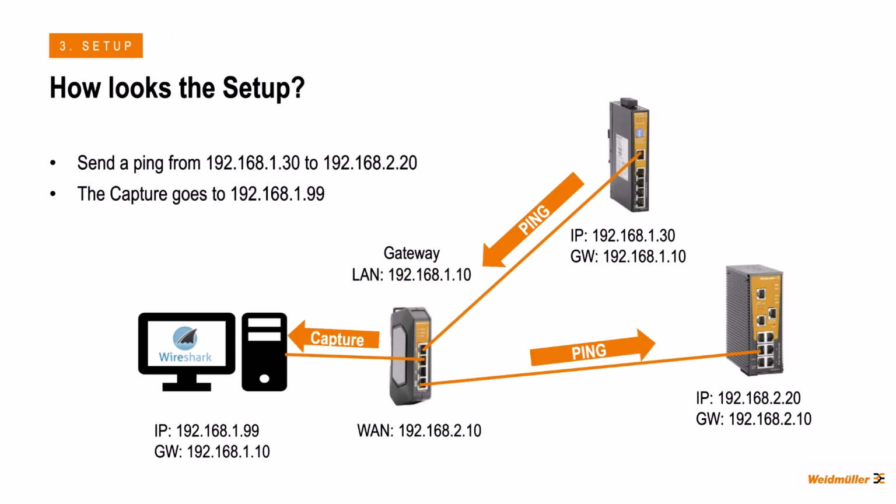In this example, there are two separate networks. We ping the IP 192.168.2.20 from the switch with the IP 192.168.1.30. And the capture goes to our computer.